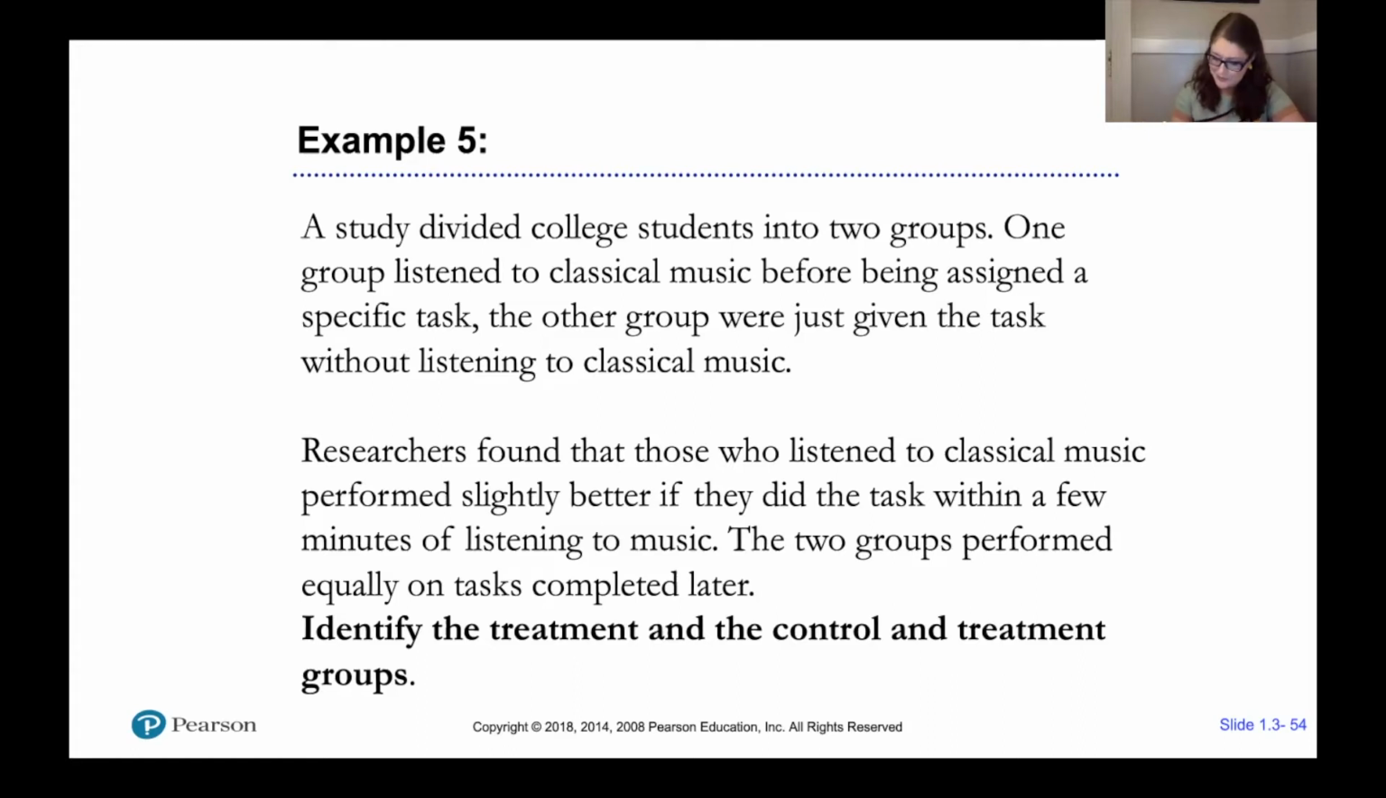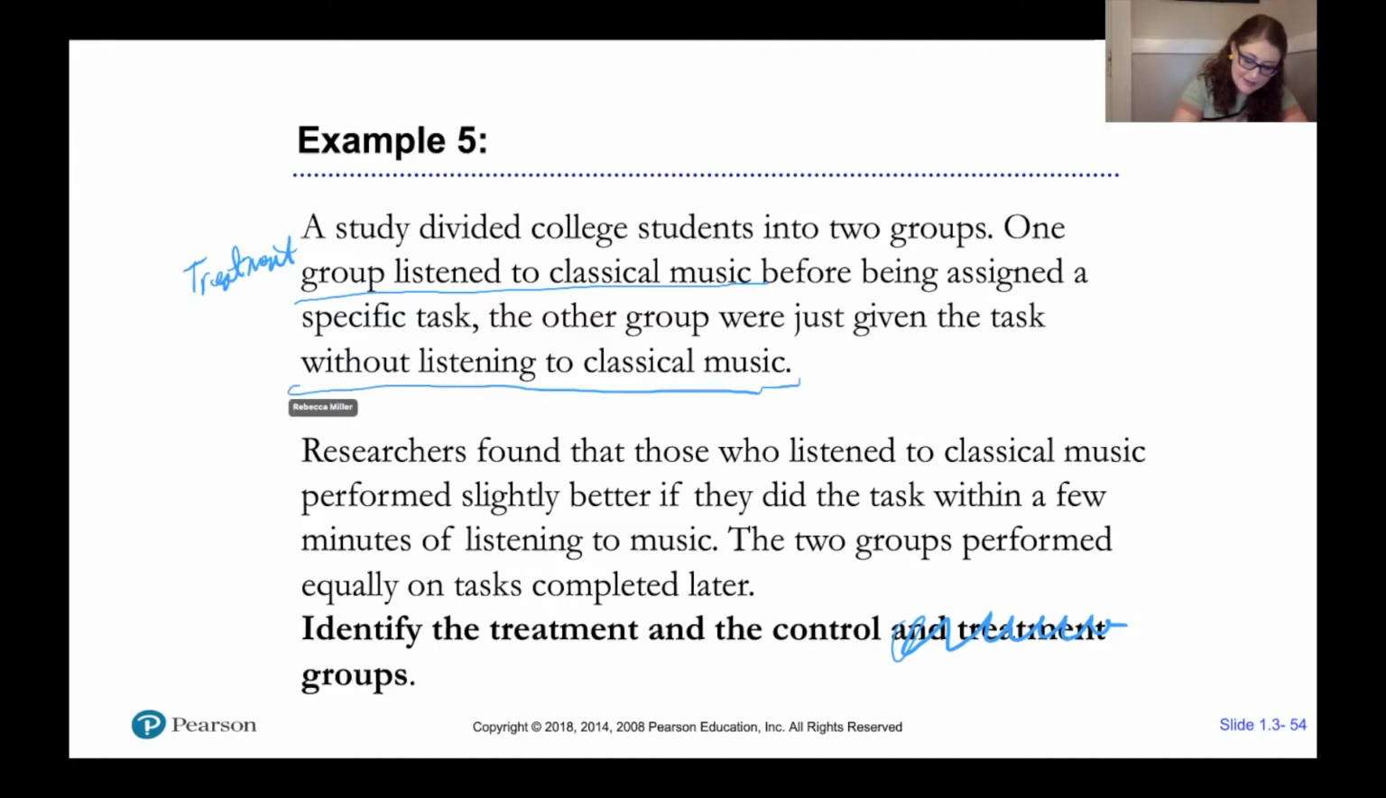Okay, I want to identify the treatment and control groups. So our treatment group is going to be the group who listened to classical music before being assigned a task, and the other group that didn't listen to classical music, that's going to be our control. That's our control group.